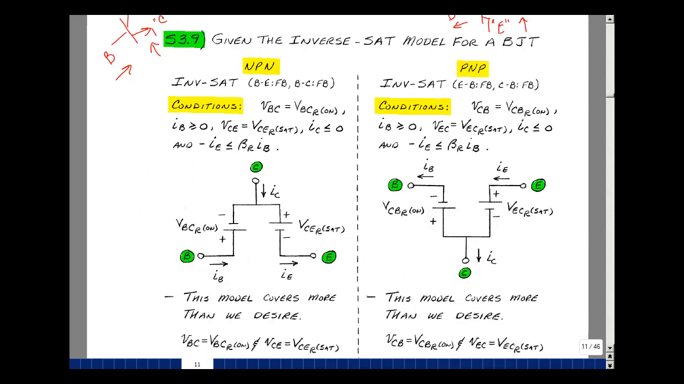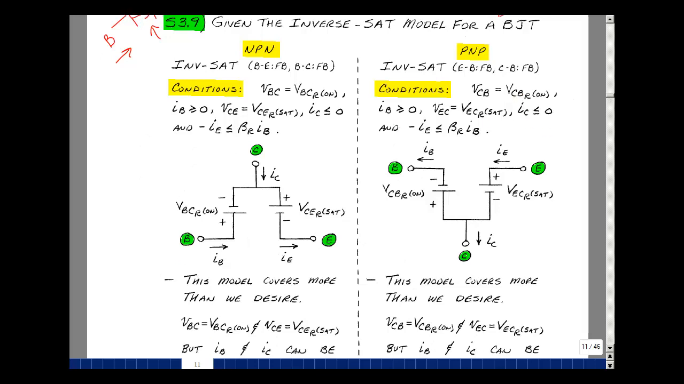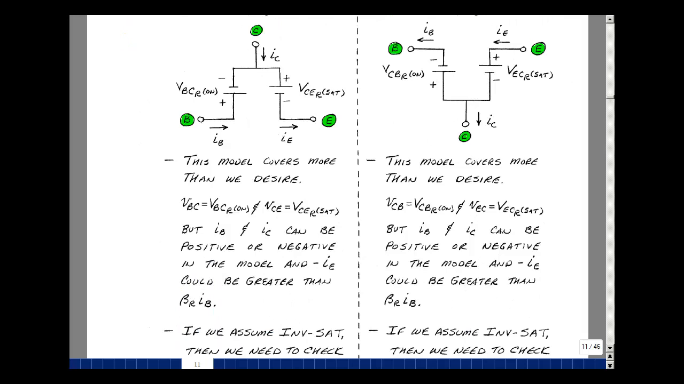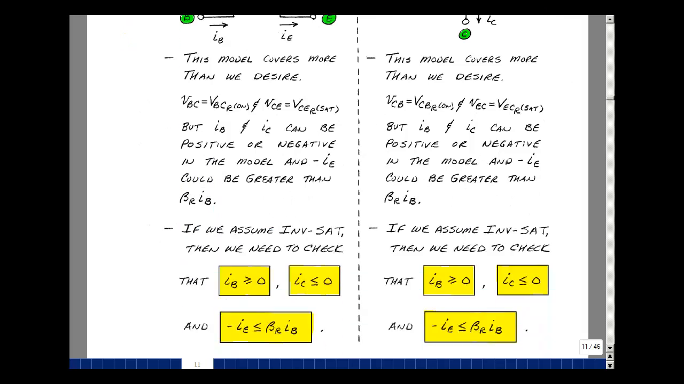Do the same checks, we can guarantee these voltages, but I can't guarantee the currents in a voltage source. I need to check for the inequalities. It'll be the same as the NPN case because we've turned the currents around. Check that the base current is greater than or equal to 0, the collector current is less than or equal to 0, and the ratio of minus IE to IB is less than beta R. Let's do an example.